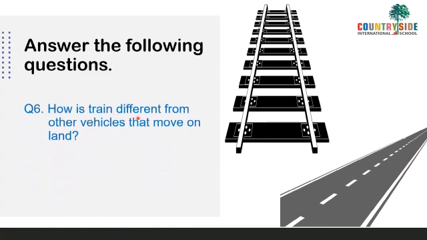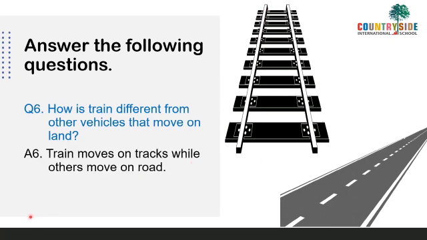How is train different from other vehicles that move on land? If train is also a land transport, it moves on land. But how is it different? Can you see the pictures here? There are all the other transport which move on road. Can train move on road? No, it needs tracks to move. So what is the difference? Train moves on tracks while others move on road.